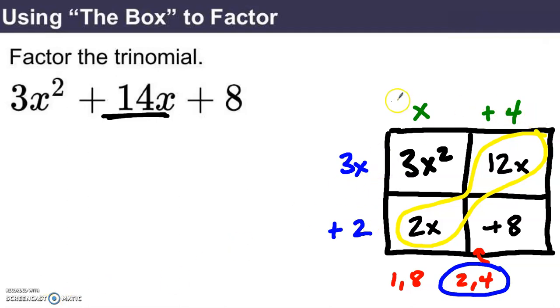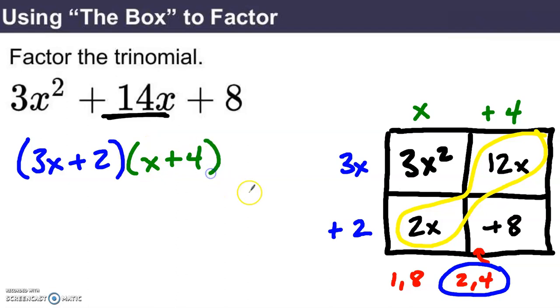So now, once I've got the outsides figured out, I know what my two factors are. 3x squared plus 14x plus 8 can be written as 3x plus 2 times x plus 4. And just like we did in the previous work, I can check my answer by multiplying those two binomials back together. But check it out, the work's right here. We've got it.